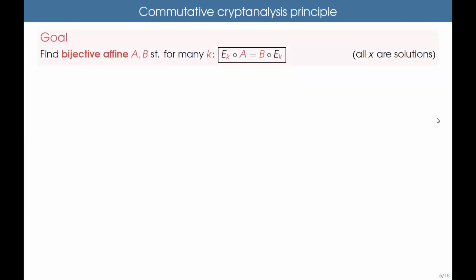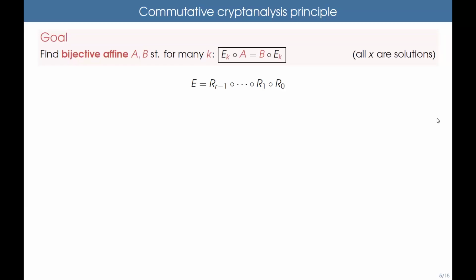Okay, so our goal will be to find two mappings A and B, such that for many keys, this relation holds. Because it means that all x's are solutions, we are indeed speaking of a probability 1 distinguisher. In practice, finding such an A and B is a difficult task, but we know that the constructions we are using are mainly iterated constructions. So they are built using simpler round functions.